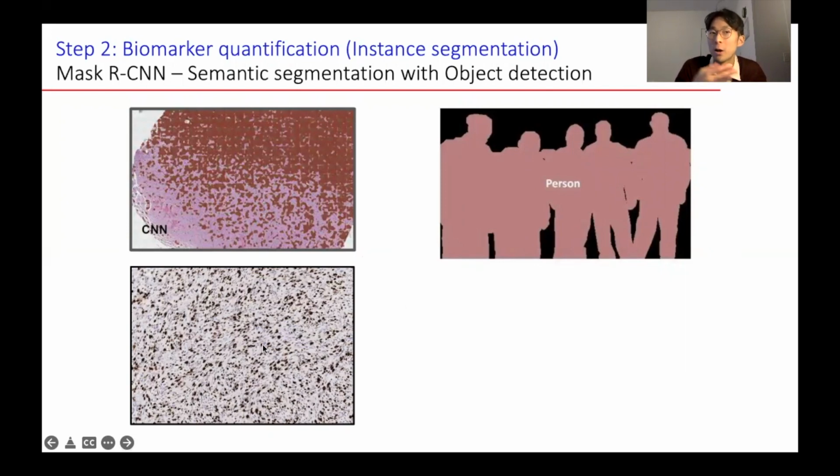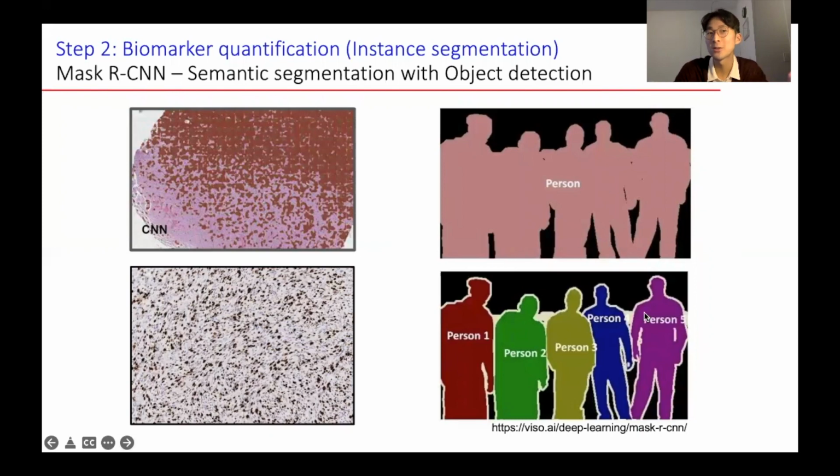Why it's important for biomarker quantification is because we want to count each nucleus that is positive or negative for certain markers, and basically count individual nuclei. And so using mask RCNN, or instance segmentation, we're able to separate this image into the bottom right image and have each person labeled differently and have them as a unique individual.